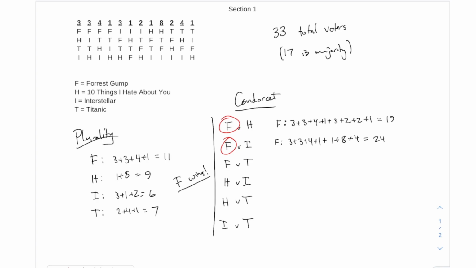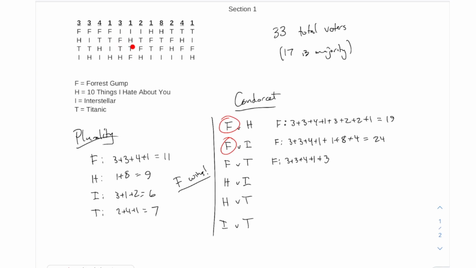Let's do the next one together, and I want you guys to try the next three and see if, I hope that you are understanding what I'm doing here. All right, F versus T. F is in the top position in the first three, four columns, so that's a 3 and a 3 and a 4 and a 1. And then F versus T, I see F is above T here, that's 3 more.